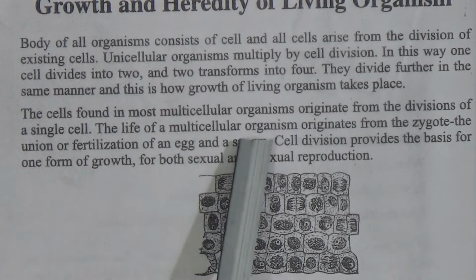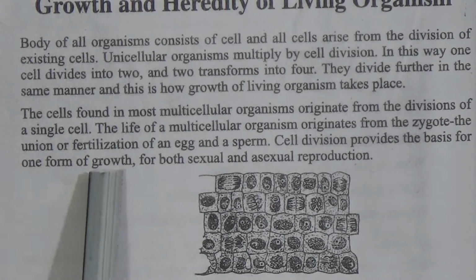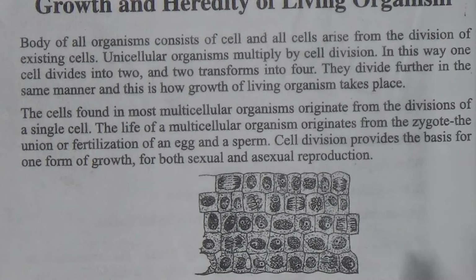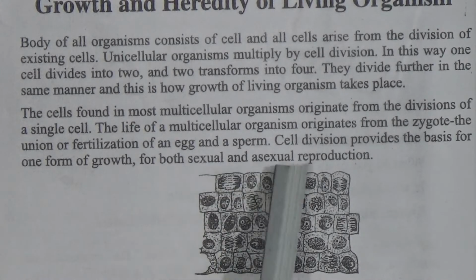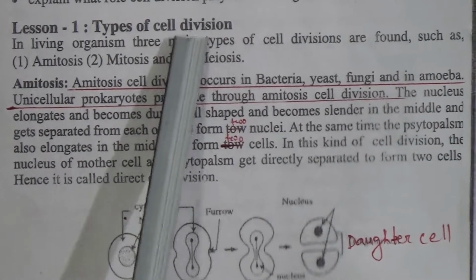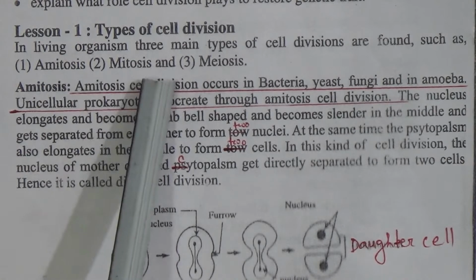The life of a multicellular organism originates from the zygote, and the union or fertilization of an egg and a sperm. Cell division provides the basis for one form of growth for both sexual and asexual reproduction. My dear students, now we will discuss the types of cell division. We know that in living organisms 3 main types of cell division are found, such as amitosis, mitosis and meiosis.